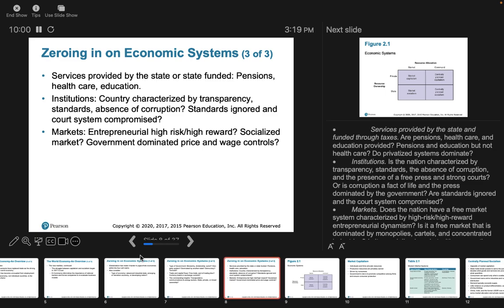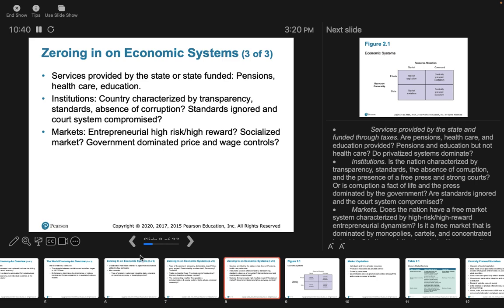Then the other aspects, such as the services, what kind of services is provided by the state or state funded: pensions, healthcare, education, anything that has to do with social welfare. All of these are also considered. Then in the institutions, is a country characterized by transparency? Do they have standards? Is there corruption? Are standards ignored? Are the people abused? Are the people denied? Is the court system well operated, or is it compromised?